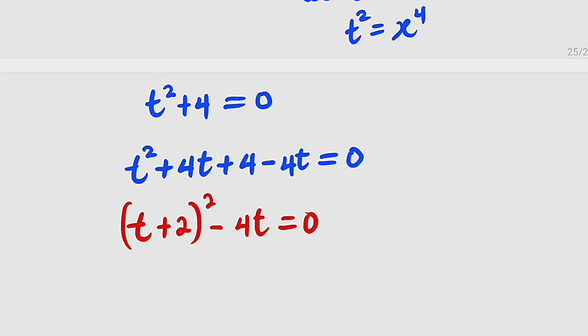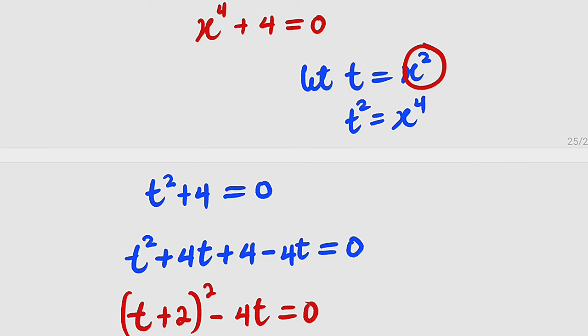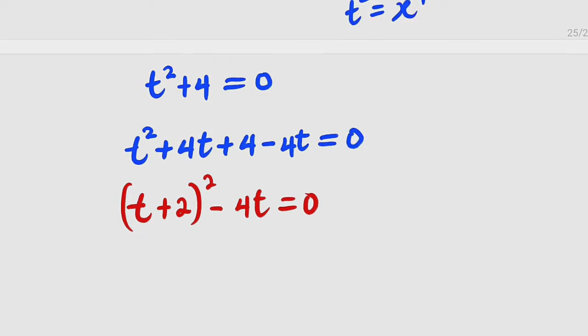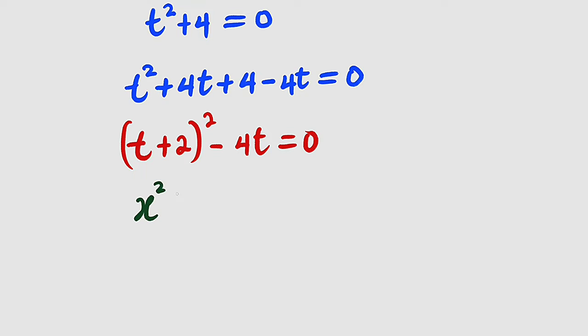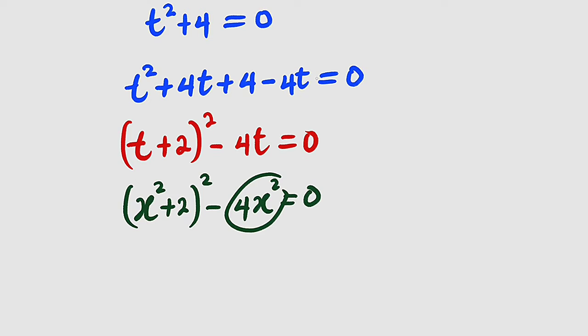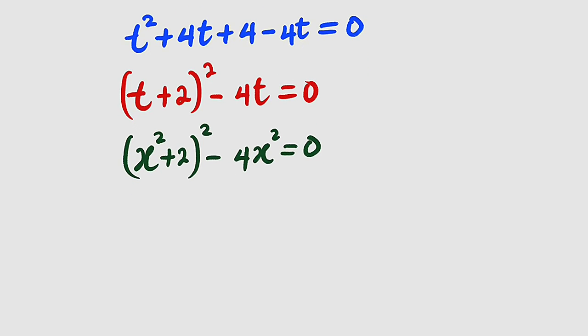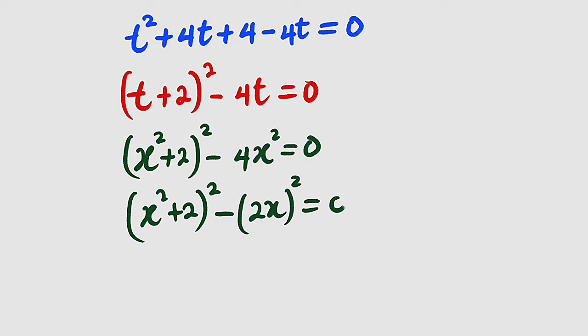Now let us back substitute. Remember that t is equal to x squared. So let me bring my x squared back. So this is x squared plus 2 raised to the power of 2 minus 4 multiplied by x squared, and this is equal to 0. 4 is the same thing as 2 squared. If you join them together, you have 2x all squared. So we have x squared plus 2 raised to the power of 2 minus 2x whole squared. This is equal to 0.